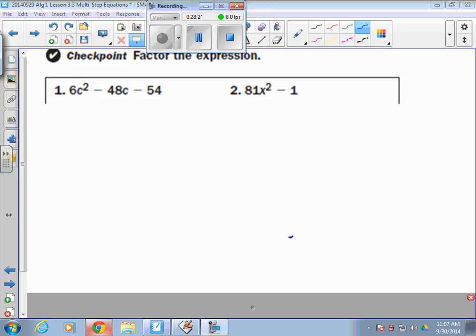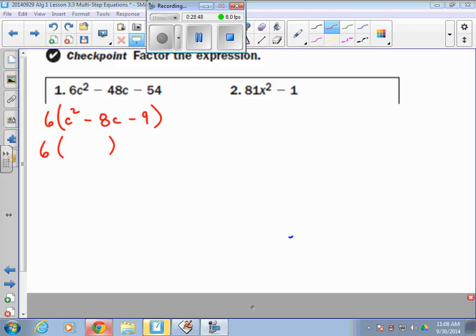Okay, for this one right here, notice we have numbers that go into all 3 of these numbers. The number 6 goes into all 3 of them. So 6 times c squared minus 8c minus 9. That's something we could factor out. And since the coefficient of c squared is 1, it's actually not difficult for us.